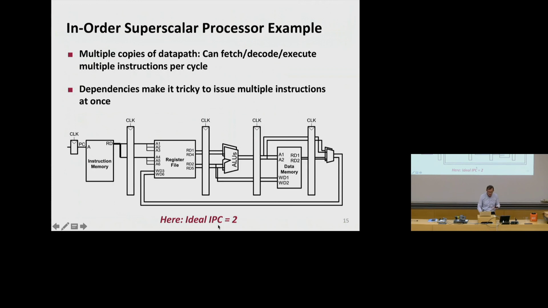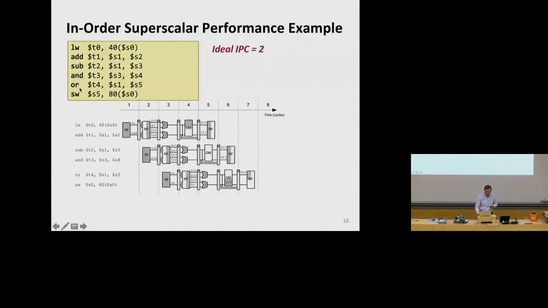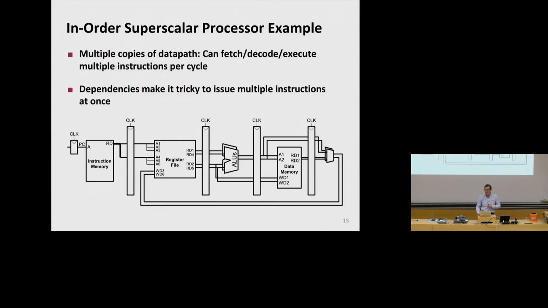So here, ideal IPC is 2, clearly. But let's take, so this is an example where the consecutive 2 instructions are independent of each other. So if you look at them over here, yes? Yeah. Say it again?